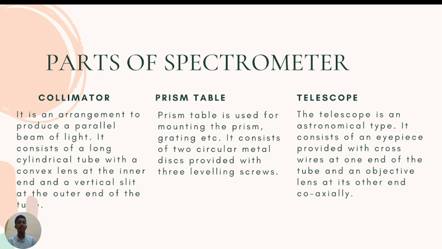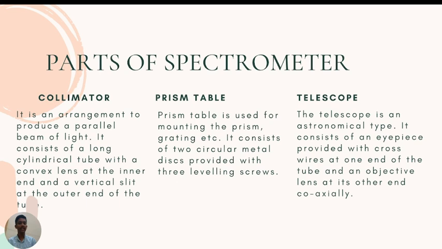It consists of a long cylindrical tube, a convex lens at its inner end, and a vertical slit at its outer end. The distance between the slit and the lens can be adjusted such that the slit is focused on the lens. Coming to the prism table, it is used for mounting the prism or grating, etc. It consists of two circular metallic discs provided with three leveling screws. It can be rotated about a vertical axis passing through its center, and its position can be read with the vernier scales V1 and V2.